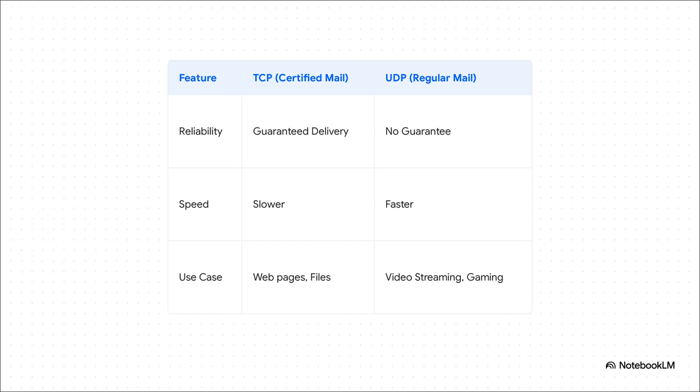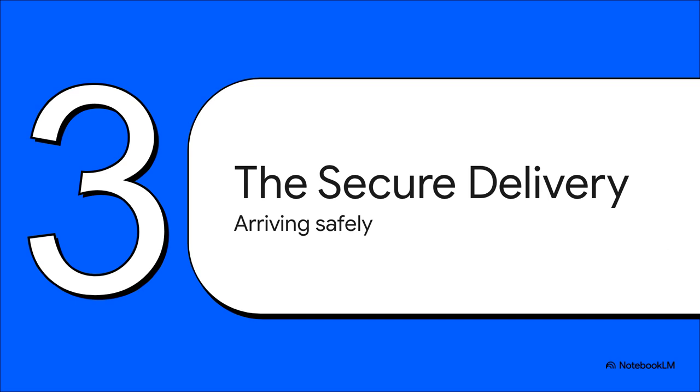On the other hand, there's UDP. That's like regular mail. You just drop it in the box and hope for the best. It's way, way faster, which is perfect for things like video streaming or online gaming, where losing one tiny little packet of data isn't the end of the world. So our data has an address, it's all packaged up, and it's on its way. But we're not quite there yet. We still have to make sure it arrives at the exact right place, and just as importantly, that the conversation stays private along the way.